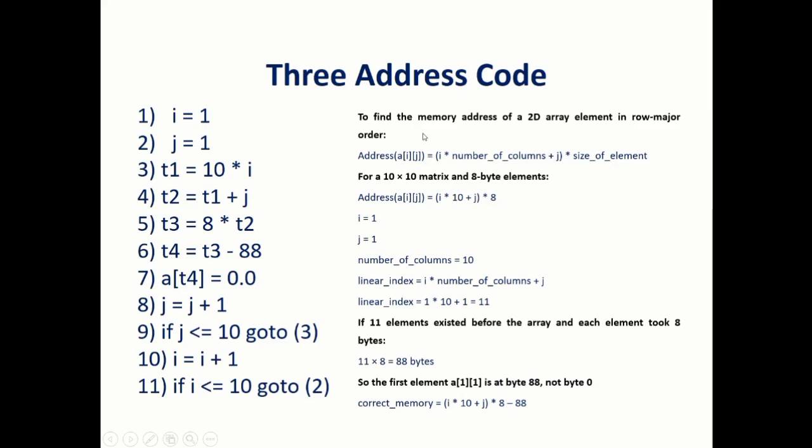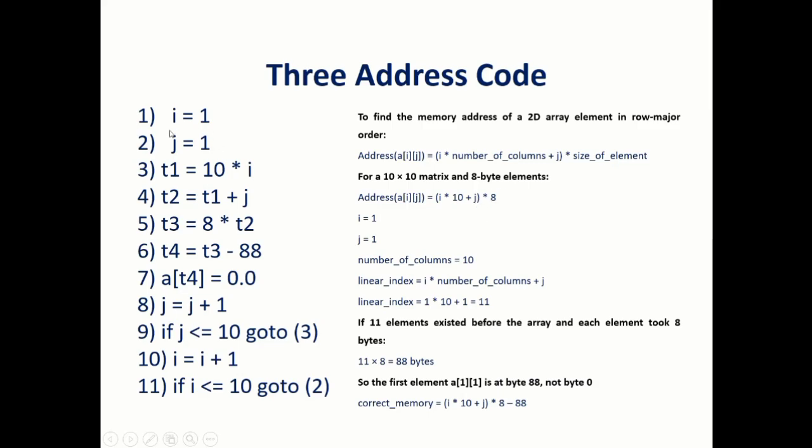To find the memory address of a 2D array element in row major order, we use the formula: address of A of ij equal to I into number of columns plus j, into size of element. Here we are using a 10 cross 10 matrix and each array element takes 8 bytes. So address of A of ij equal to I into number of columns, which is 10, plus j, into 8. 8 means each element takes 8 bytes of memory.